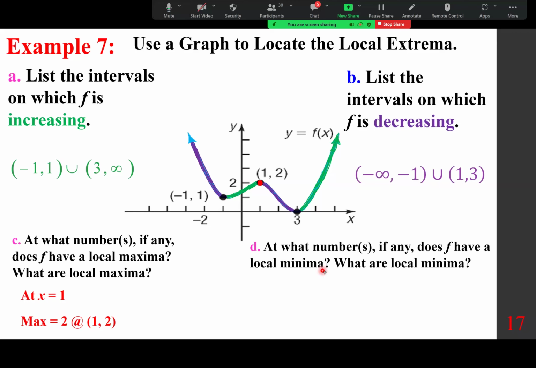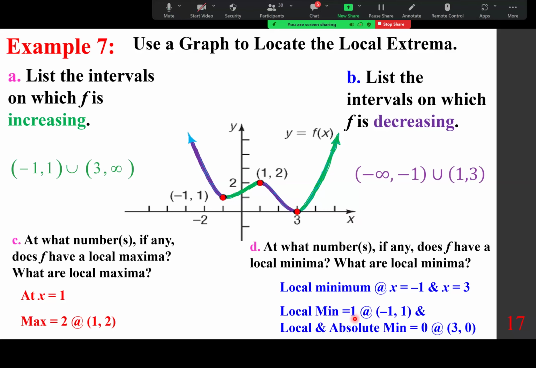What about local minimum? Here's the 2. This one takes place at x equals -1. This one takes place at 3. So we say local minimum at x equals -1, at x equals 3. So we write down this -1 has coordinates (-1, 1). Here's another way of writing it: local minimum equals 1 at (-1, 1). Local and absolute minimum is 0 at (3, 0).